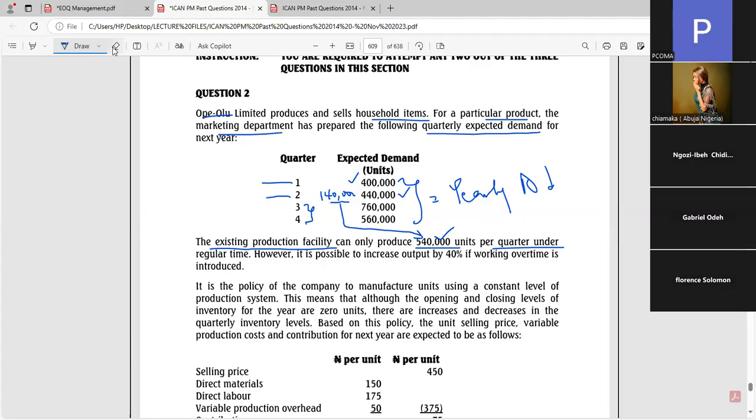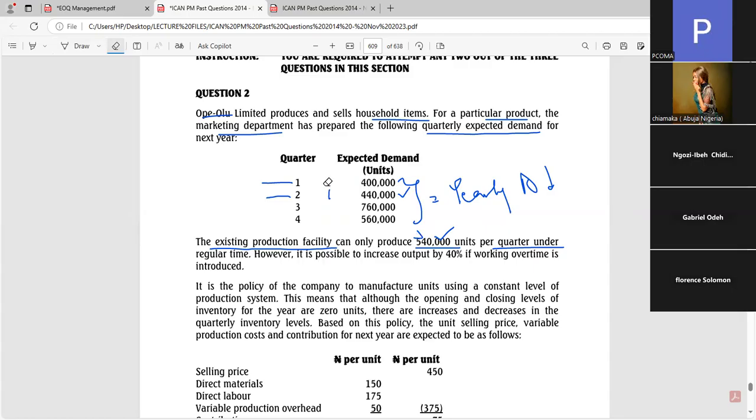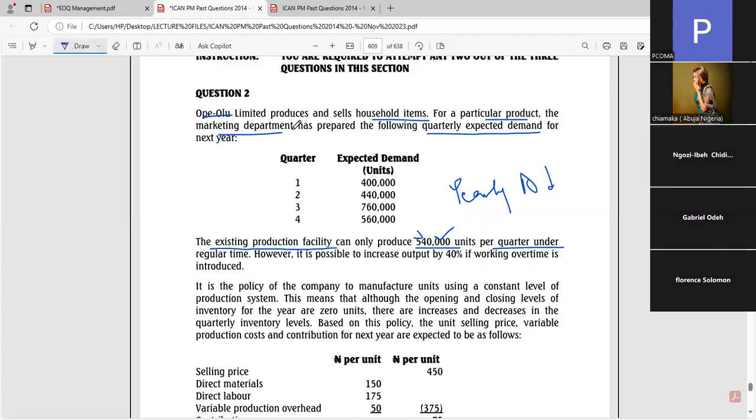So let me come back again in case of people whose eyes are already blinking. This question states that the demand is 400, 440, 760, and 560. And the question also states that the existing production capacity can only be 540, meaning that you can only produce 540 per quarter. Now, before I move further, because I know there is other information, I just want you to think outside the box. That's the way you can pass PM.